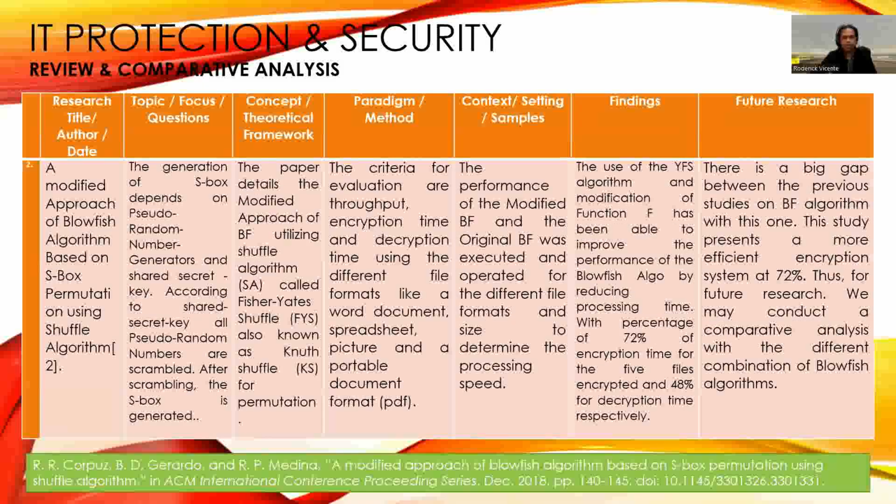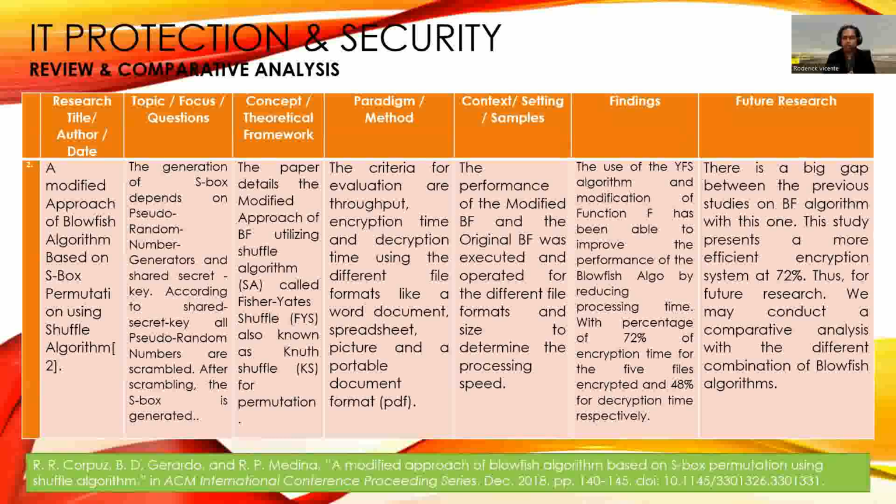The second research title that I have read in comparison is the modified approach of Blowfish algorithm based on S-box permutation using shuffle algorithm. Blowfish algorithm displayed undeniable success in cryptography. However, there are drawbacks. The generation of the S-box depends on pseudo-random number generators and a shared secret key. According to the shared secret key, all pseudo-random numbers are scrambled. After scrambling, the S-box is generated.